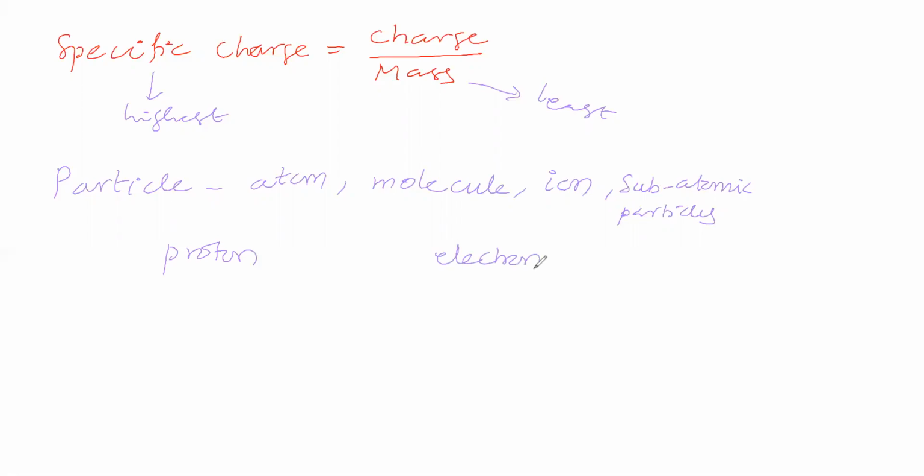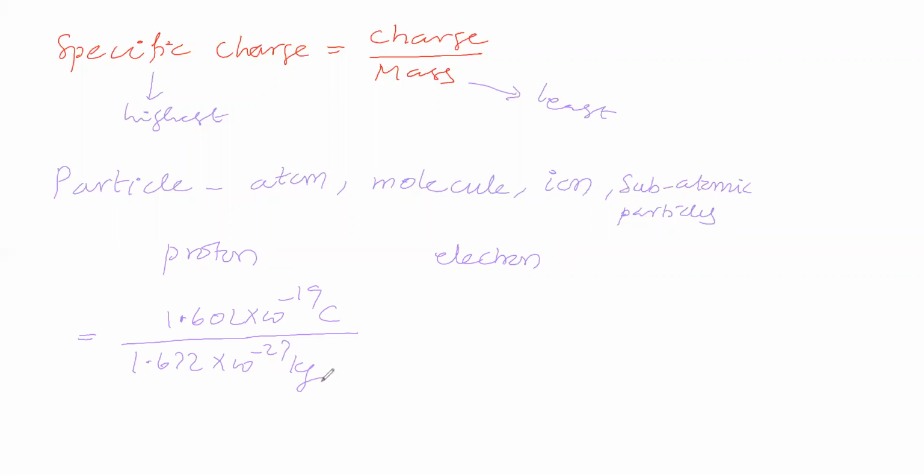Let us compare. Now we will write the charge of proton and substitute it by the mass of proton. Mass of proton is 1.672 into 10 to the power of minus 27 kilogram. Charge of proton is 1.602 into 10 to the power of minus 19 coulomb.